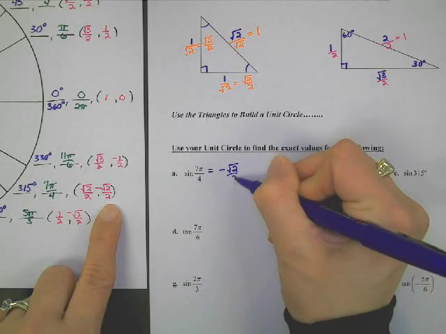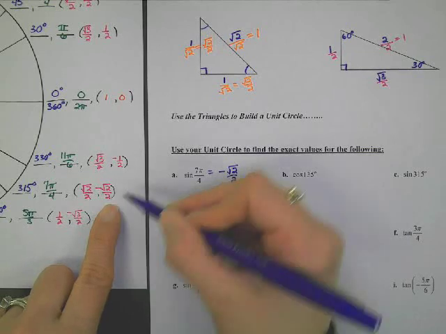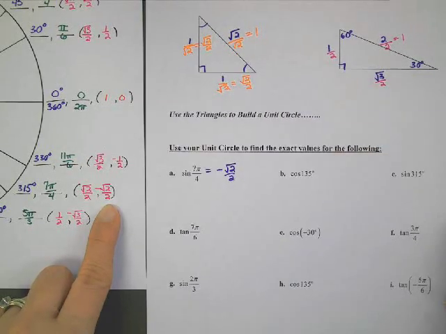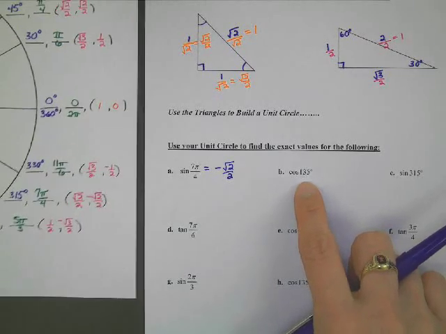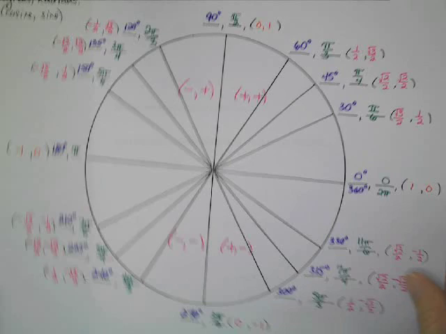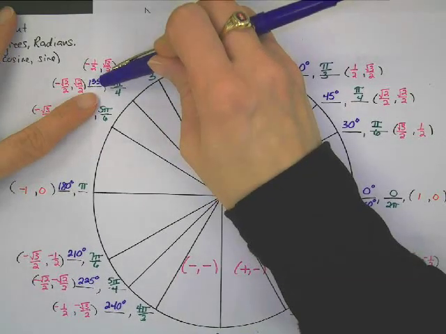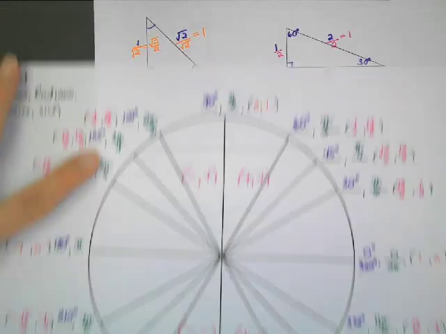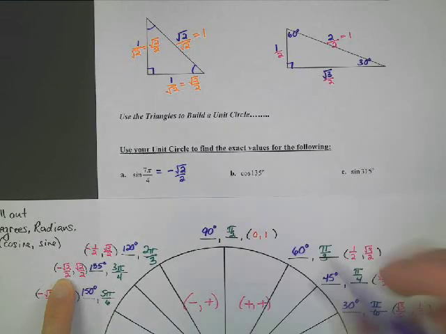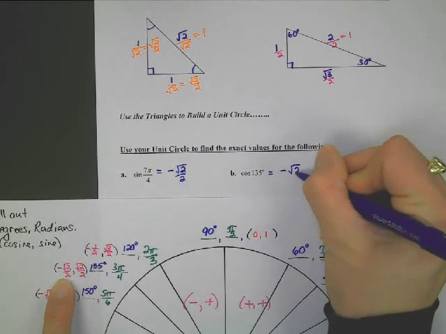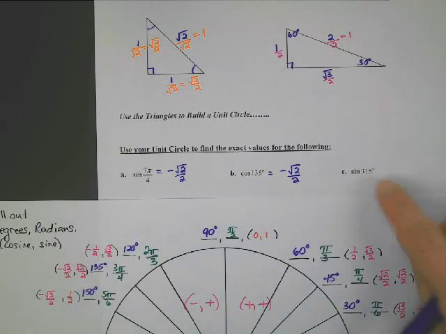Let's try again. 135 degrees. I know that's in the middle somewhere. So try to find 135, 45, 135, there it is. It's got the radical 2 over 2's, and what was I supposed to find? The cosine. Cosine is x value, and that would be negative radical 2 over 2. All right, let's keep going. 315 degrees is in quadrant 4. The sine is the y value, so that's negative radical 2 over 2.